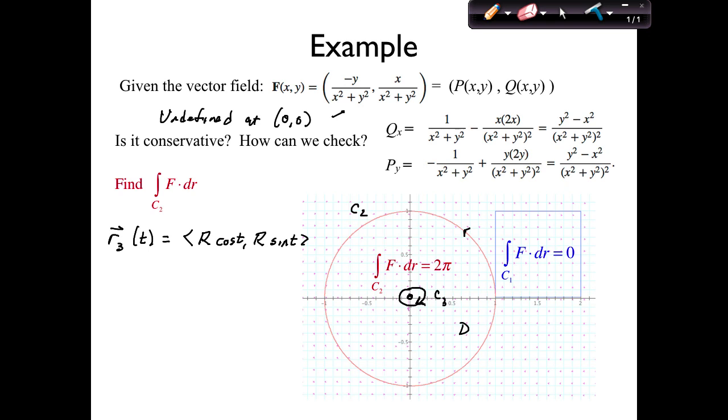All right, so now we're going to do the integral around C3, the integral of F dot dr. F, same thing again, right? So F is going to be minus y over x squared plus y squared. If I do r squared cosine squared plus r squared sine squared, I'm going to get r squared.